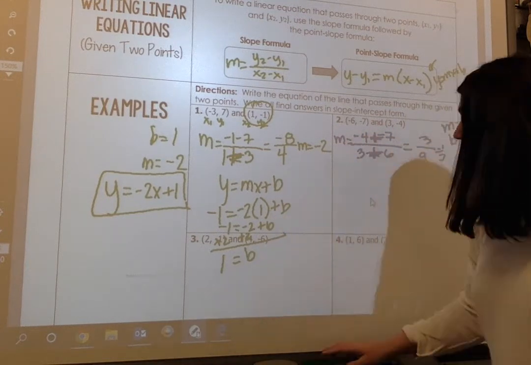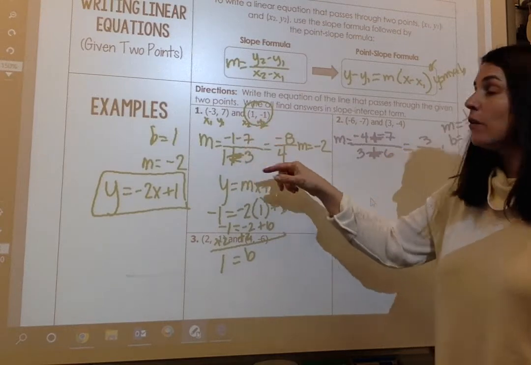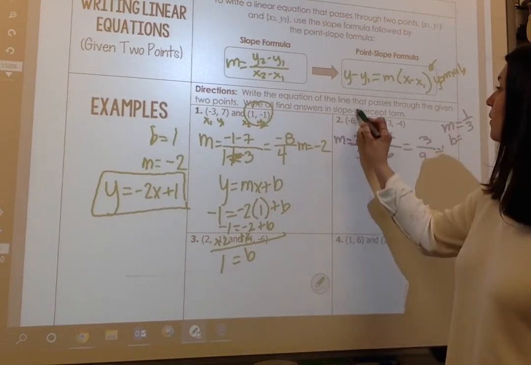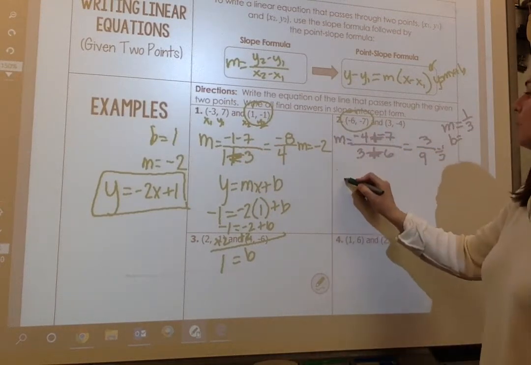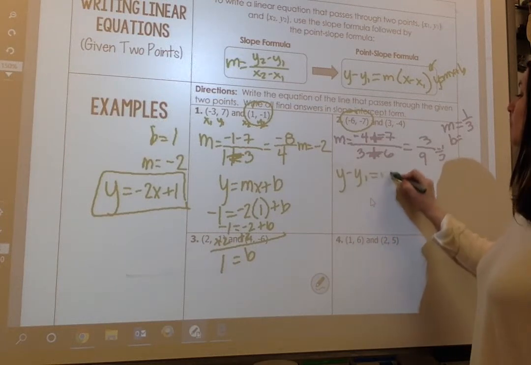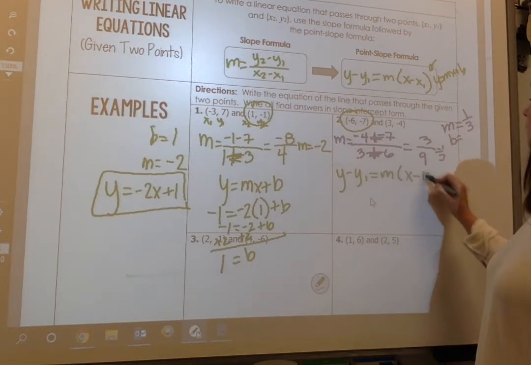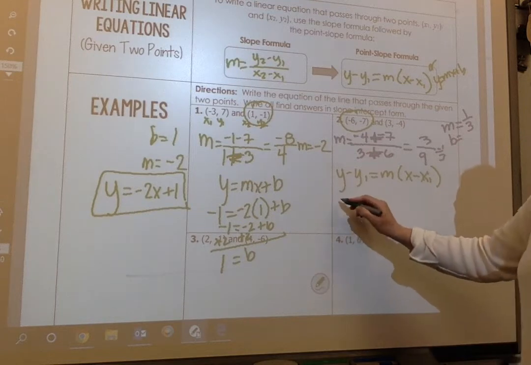No, it doesn't matter. Since I used the second point over here, I'm going to show you how to use it with the first point. So here's my first point. I'm going to use my formula, y minus y1 equals m times x minus x1, and I plug in values.